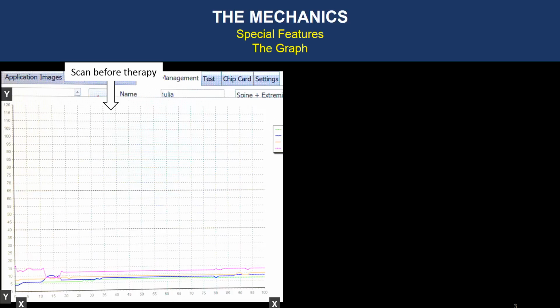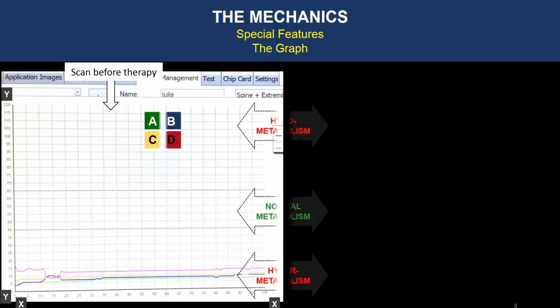In the y-axis you see numbers 0 to 120. This indicates the metabolic condition. The lower reading actually is hypermetabolic condition, that is inflammation, and the top end is hypometabolic condition, and in the middle between the dotted line is the normal metabolic condition.